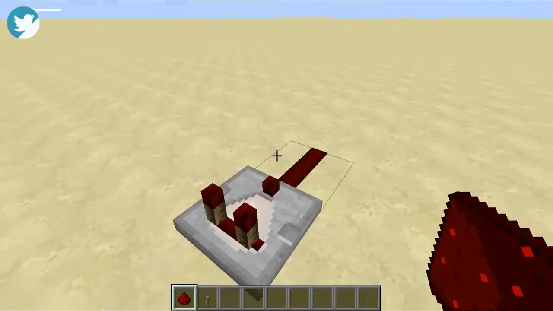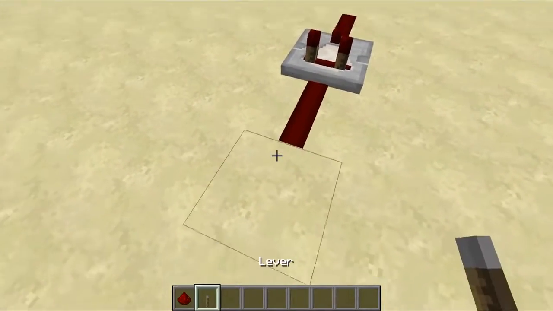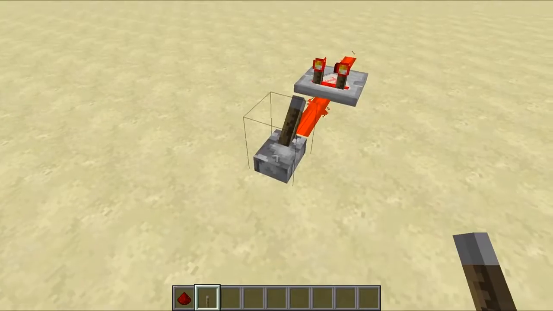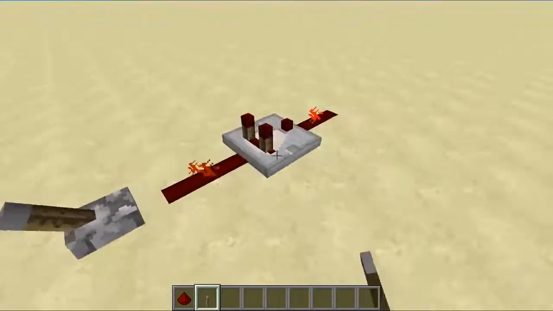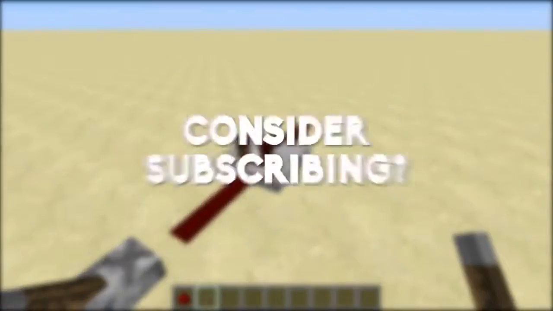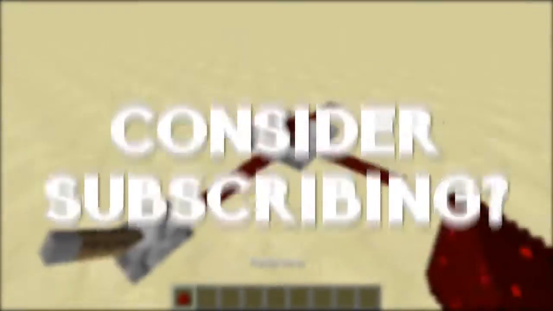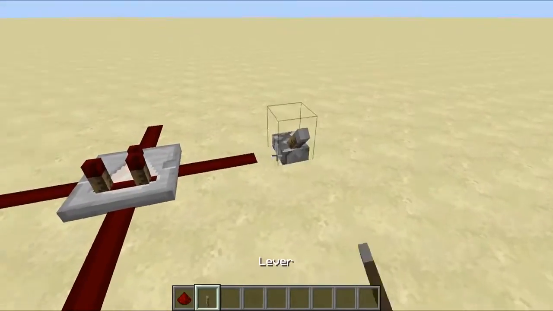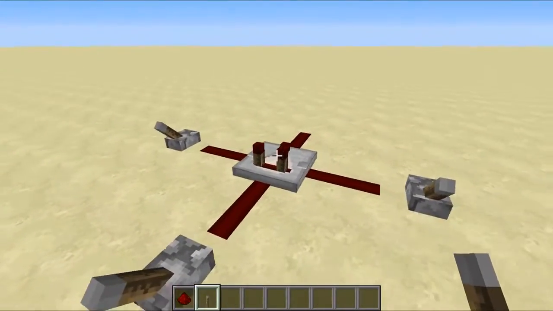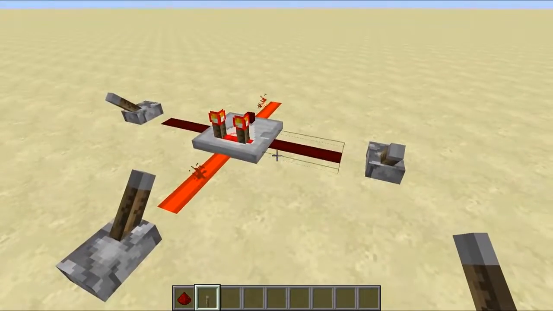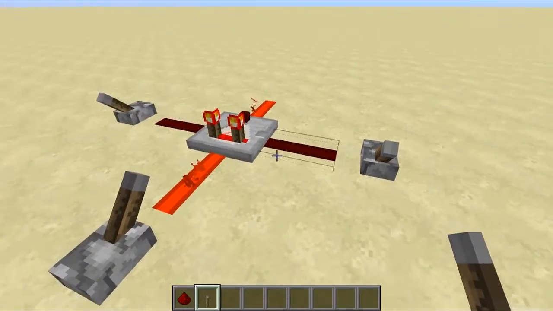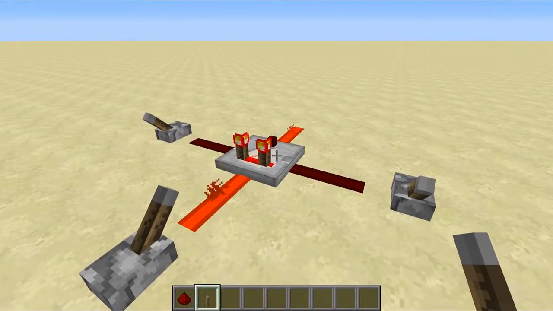Now this right here is the output, and this right here is the main input. And as you can see, if we flick this lever, we get ourselves a continual pulse just going right the way through. But it also has two secondary inputs. It's got one input on this side and one input on this side. Now the sole purpose of the comparator is to compare these inputs right here. So what it will do is it will compare this input to these inputs and give an output depending on certain conditions. And I'll talk about those a little bit later on in the video.